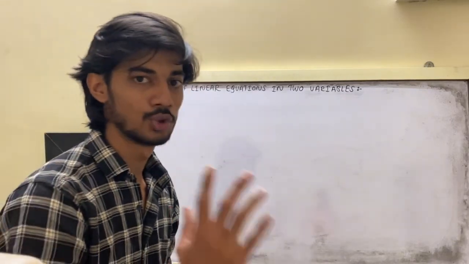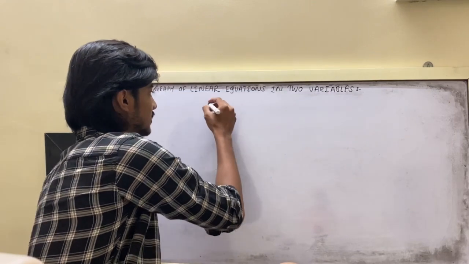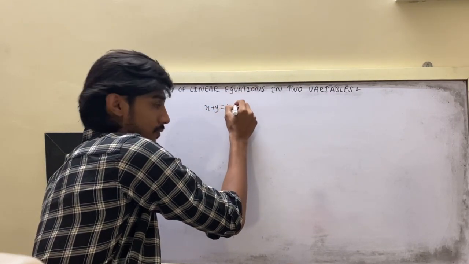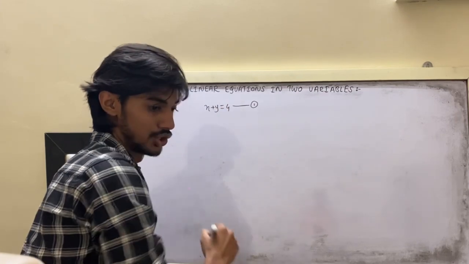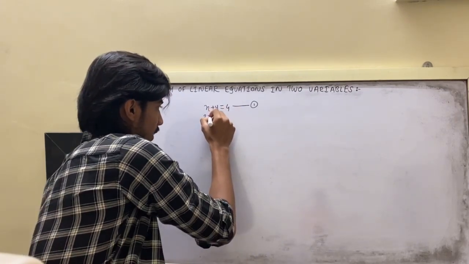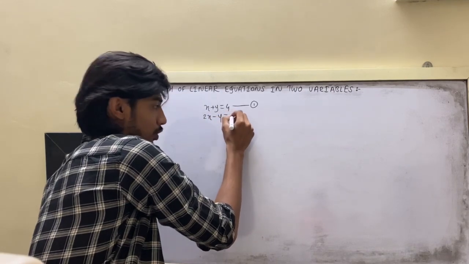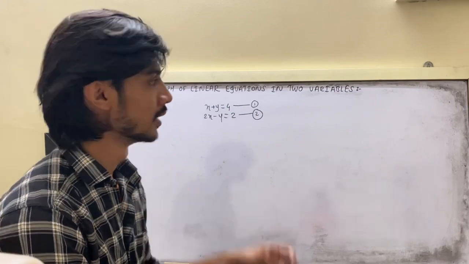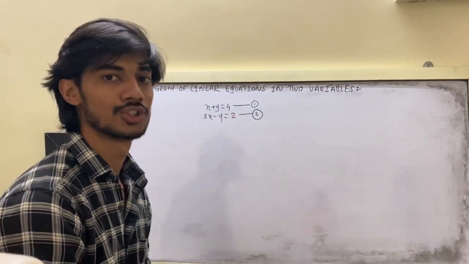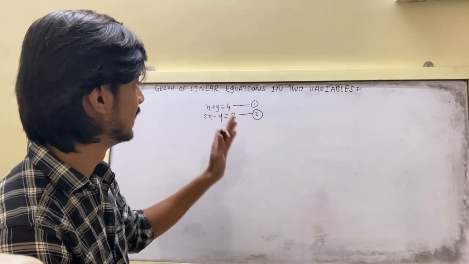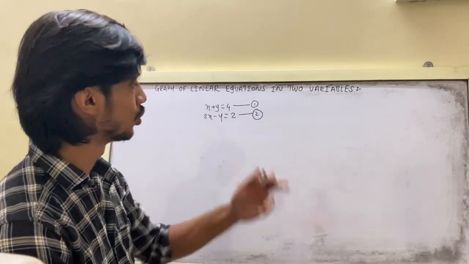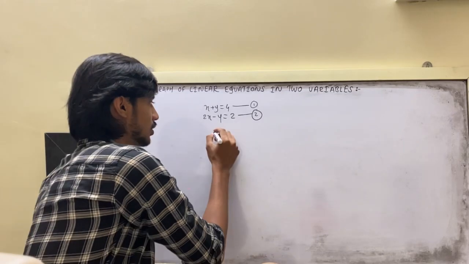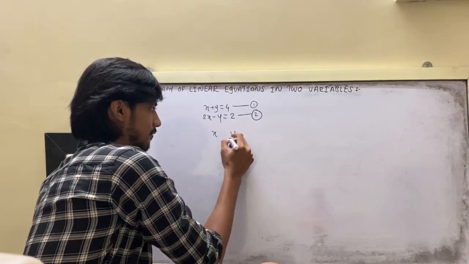So let us consider two equations: x plus y is equal to 4, this is your first equation, and 2x minus y is equal to 2, this is your second equation. In the exam they will ask you to draw the graph of the linear equations. So how to draw it? The first step you have to do is take these two variables x and y like this.